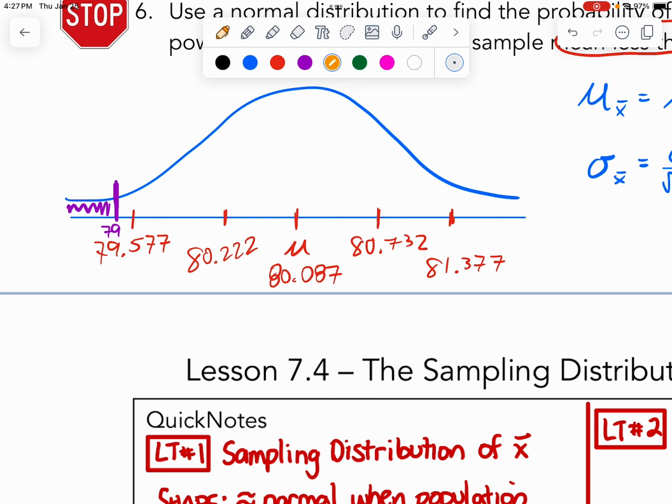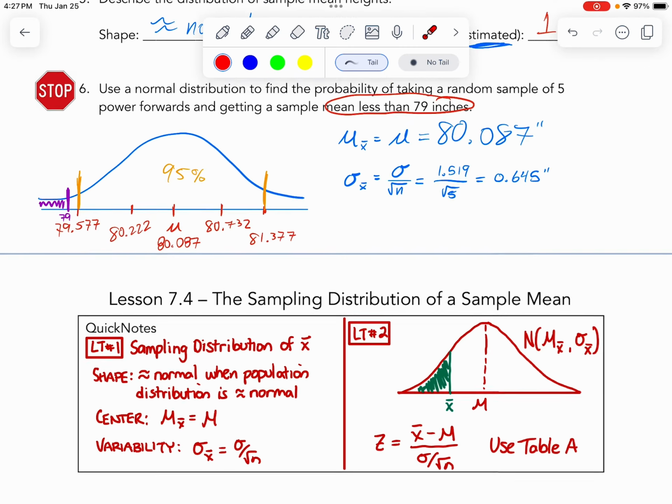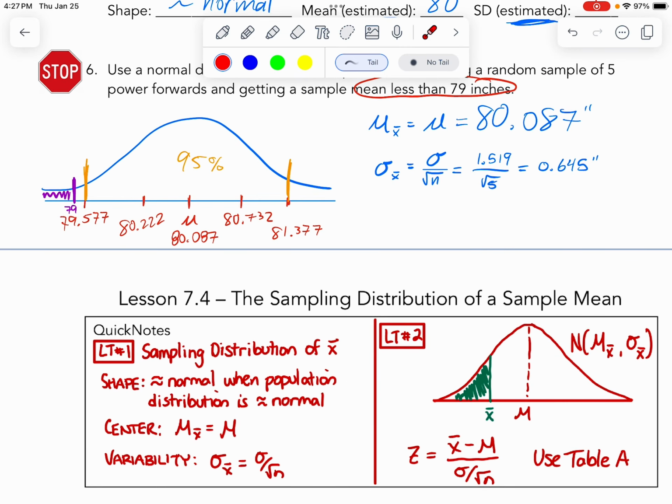Let me do this with an orange. So here to here, I already know this is 95%. Therefore, this chunk that I'm looking at, this right here, is 2.5%. And the purple isn't even all of that. So I'm thinking it's less than 2.5%. I'd be guessing like a 2%, okay? Let's get a z-score and see what it actually is exactly.